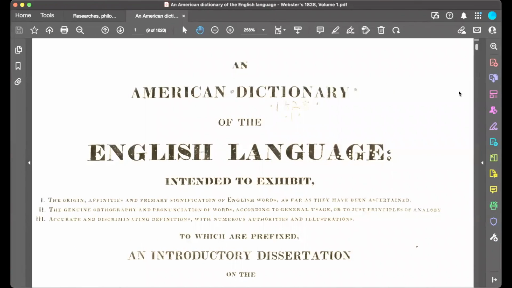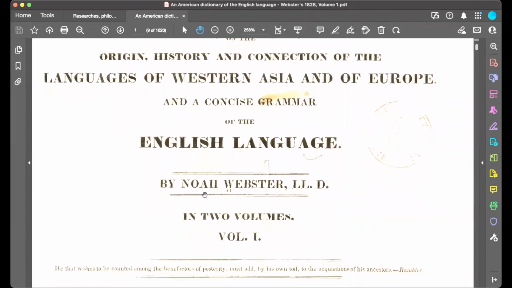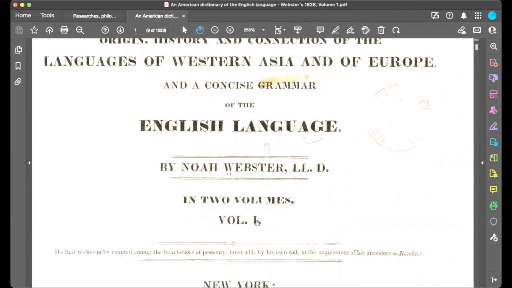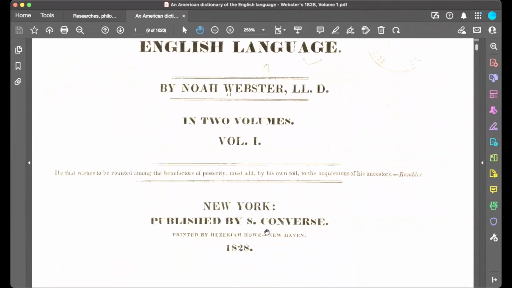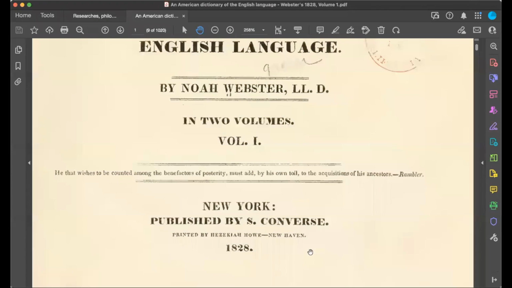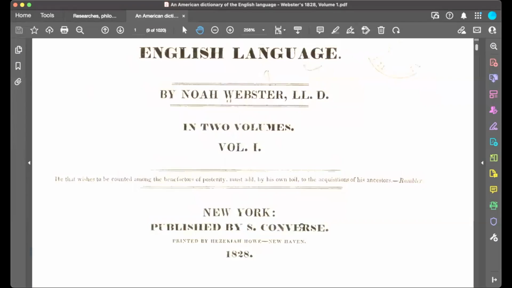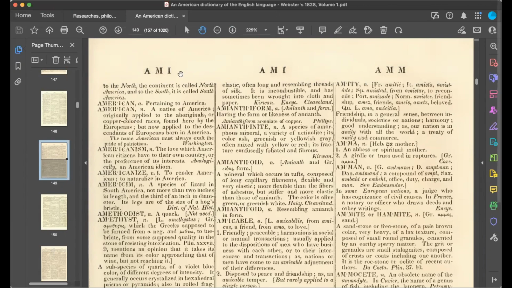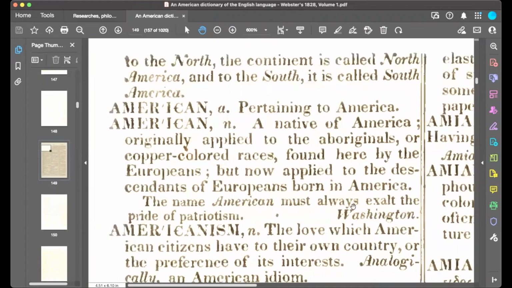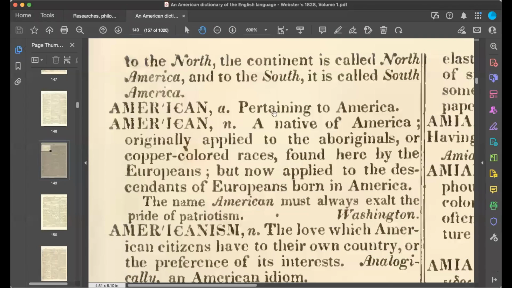So before we begin, I wanted to read from An American Dictionary of the English Language by Noah Webster. This is volume 1, 1828. Again, we are looking at Webster's 1828 Dictionary of the English Language. Just go to AMI and we find the word American. We're going to zoom in. And it says here, American, pertaining to America, okay?